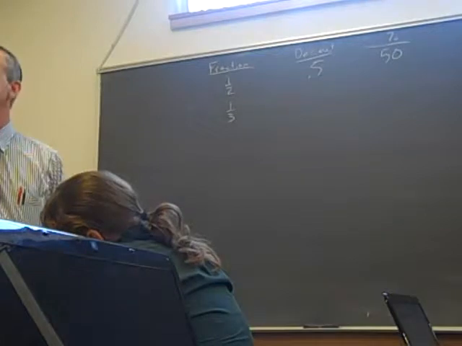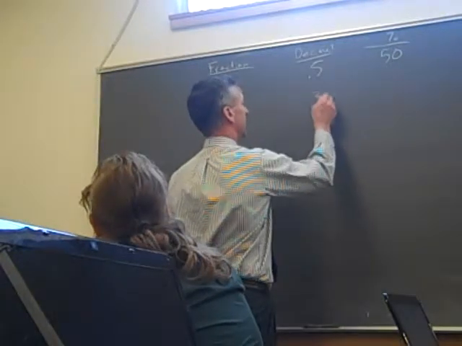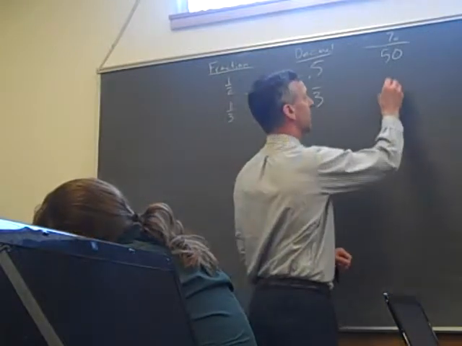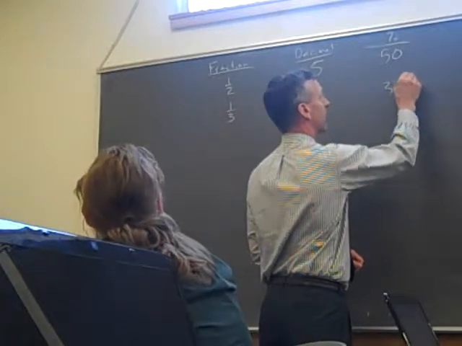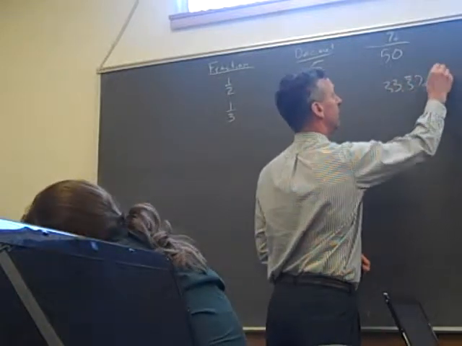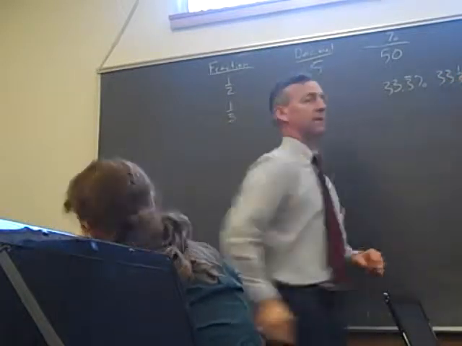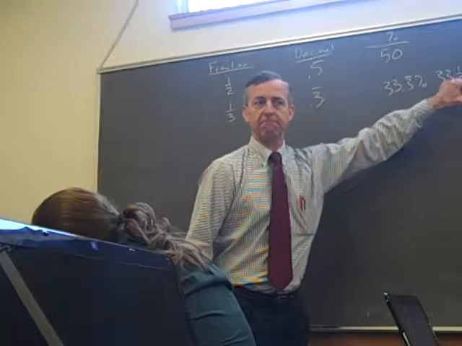I think you should know this one. 1/3 is 0.3 with a bar over it. Goes on forever. So what's the percentage? 33.3 with the bar over it percent, or you could say 33 and a third percent, either one of those, since 0.3 with the bar over it is the same as a third, right?